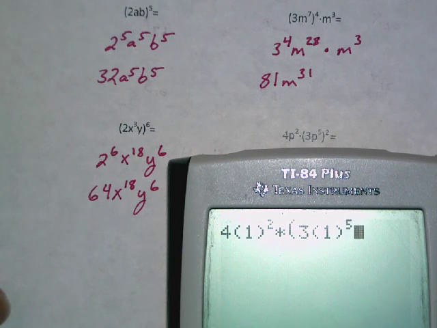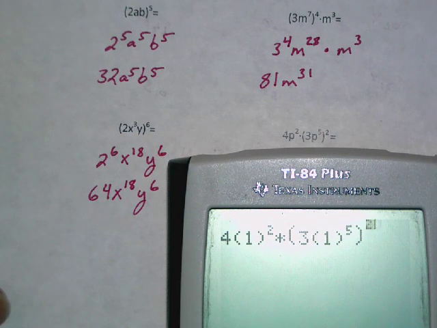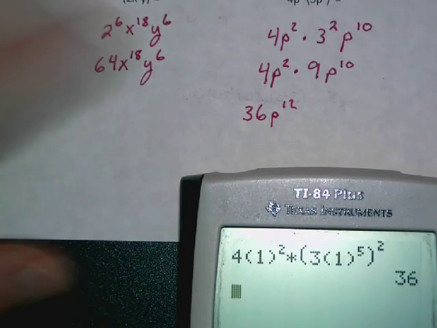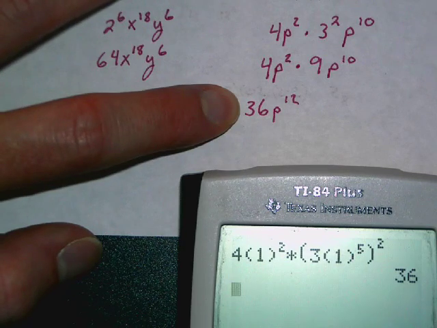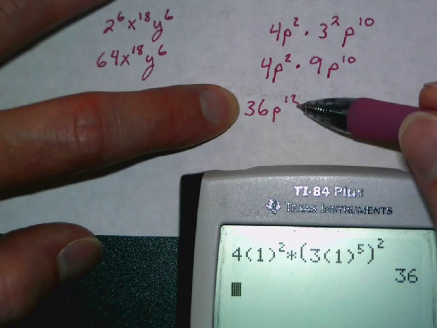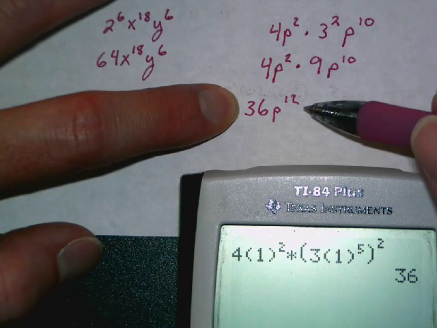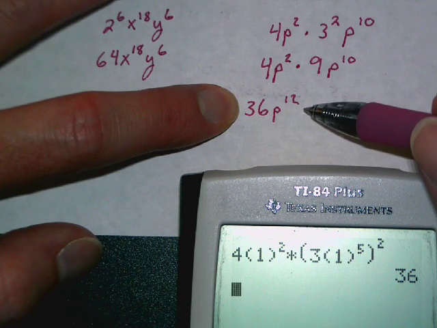So 4 times 3, 1 to the 5th, raised to the 2nd. And I'm going to see what answer that gives me. That gives me 36. If I did it correctly, I should be able to take 1 and plug it in here and get the same answer.